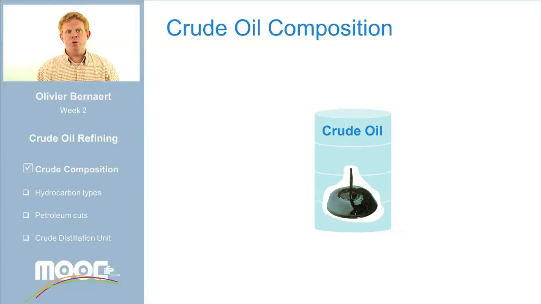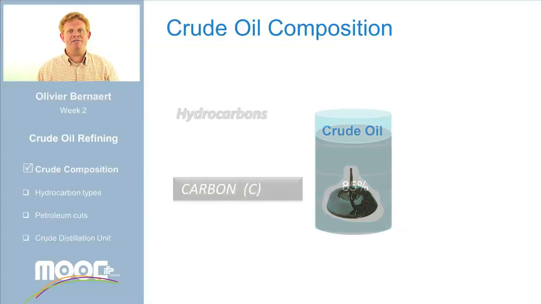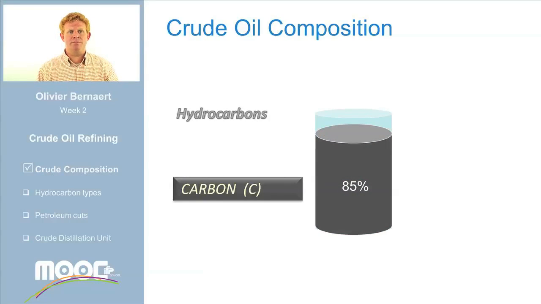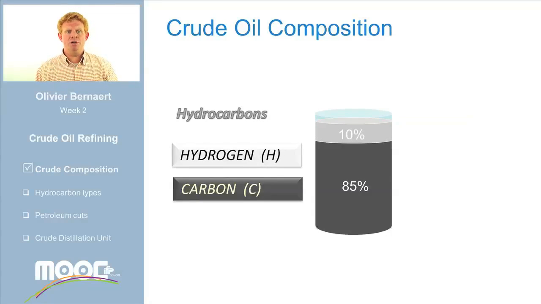In a barrel of crude, you have approximately 85% of carbon elements, plus 10% of hydrogen. Indeed, a barrel of crude is composed mainly, up to 95%, of hydrocarbons composed of carbon and hydrogen. The other 5% are called impurities.